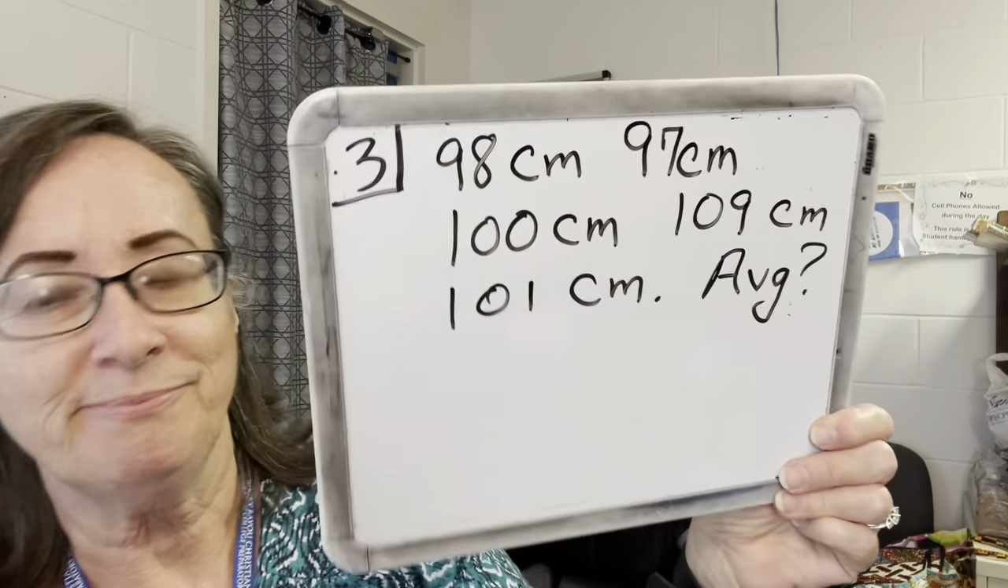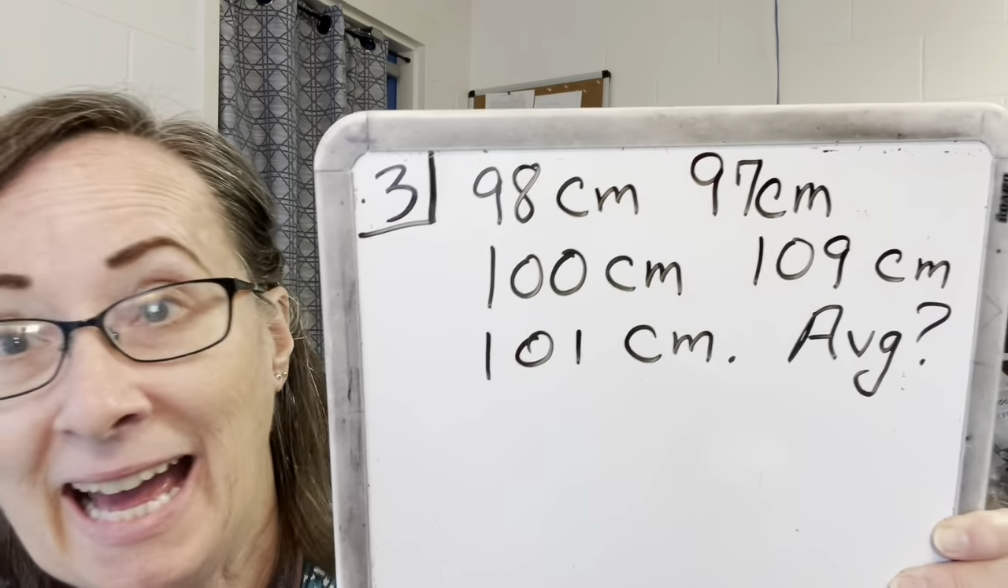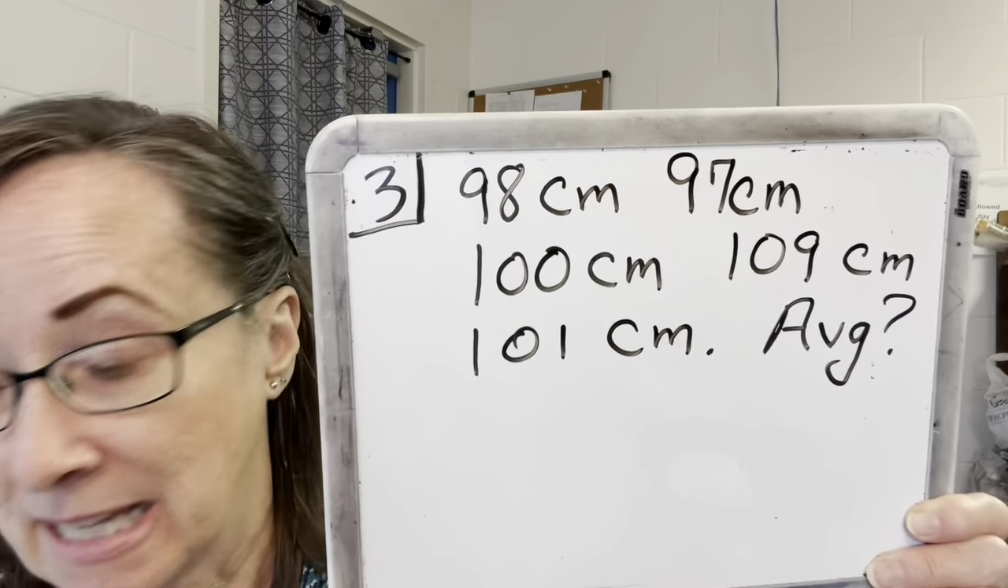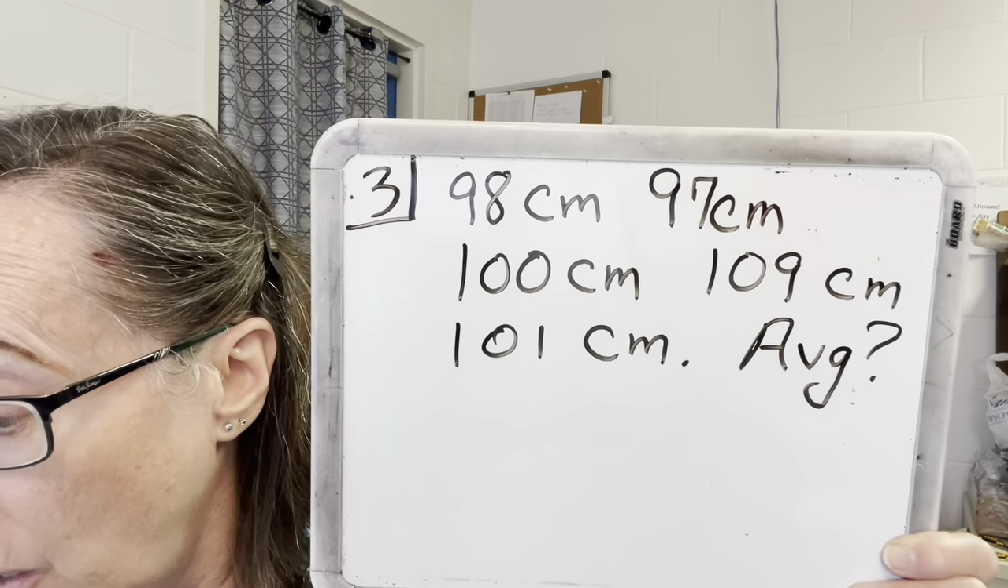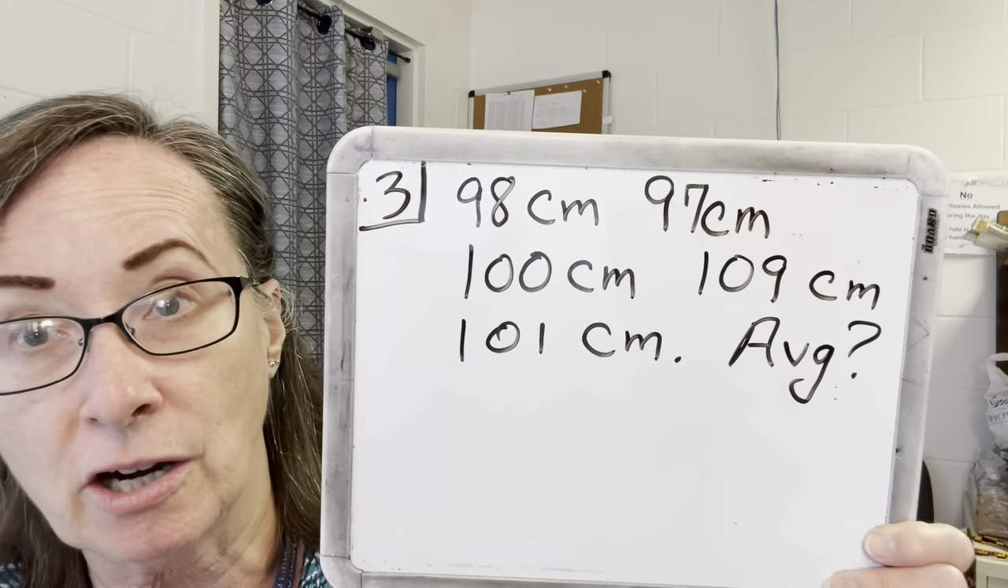Okay, number 3. Let's read number 3 from the book. The heights of the rose bushes in the garden are 98 centimeters, 97 centimeters, 100 centimeters, 109 centimeters, and 101 centimeters. What is the average height of the rose bushes in the garden?